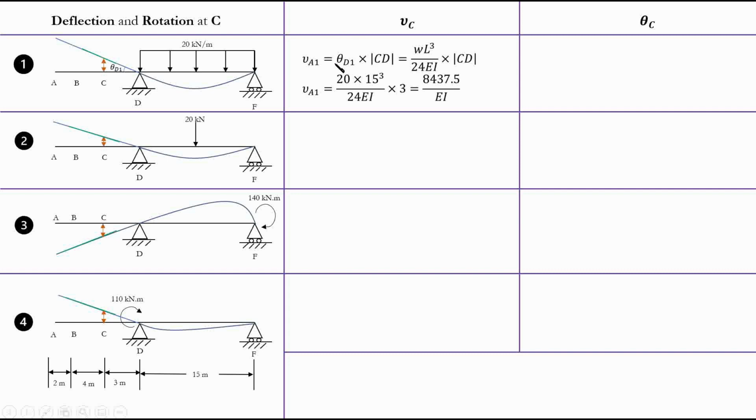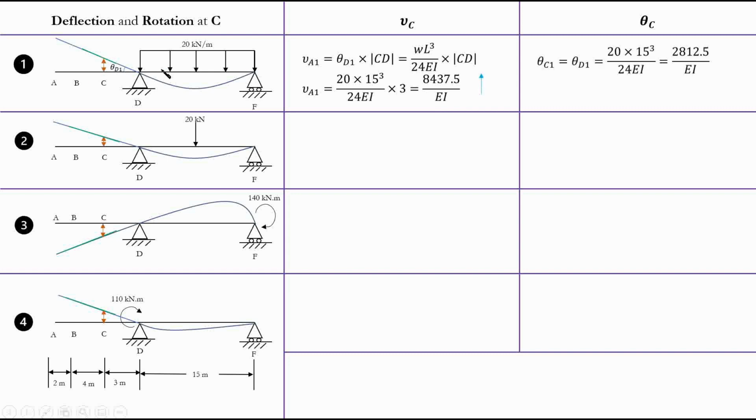And where did we get theta d1 again? It's WL cubed over 24 EI from the simply supported case for uniformly distributed load. And you can get your rotation at this point, right? At this point. So you will end up for deflection with this value, okay? And this is an upward deflection, as we can see.